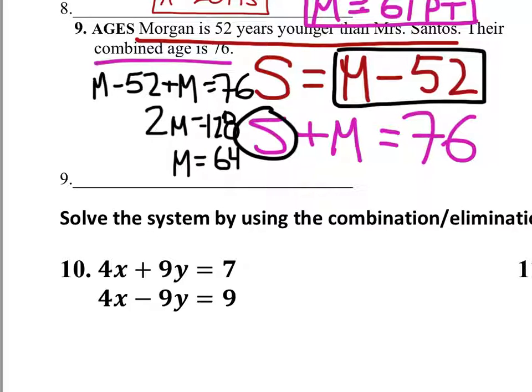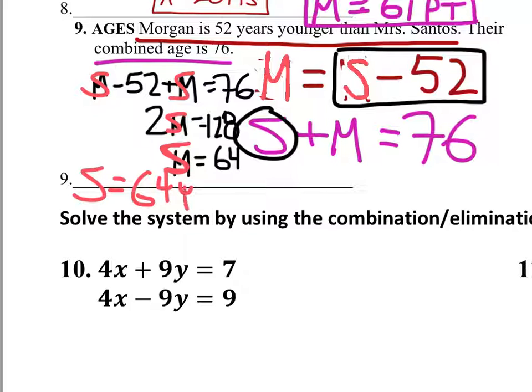So let us change that. The M and the S should be switched. Is that correct? Thank you. So this would be M and this is S, and we would have replaced the other one. But it just means that this is an S here. Okay, so it looks like Santos is 64 years.